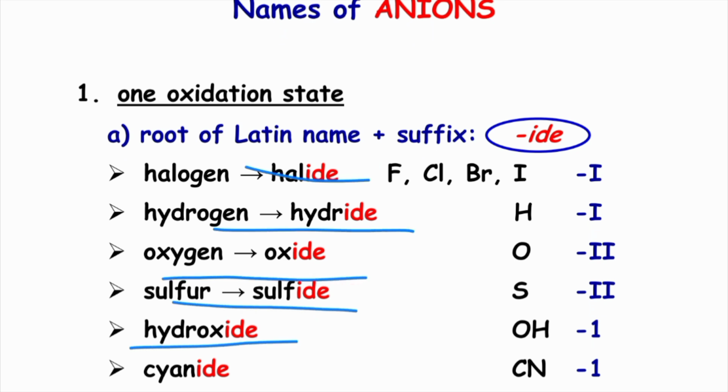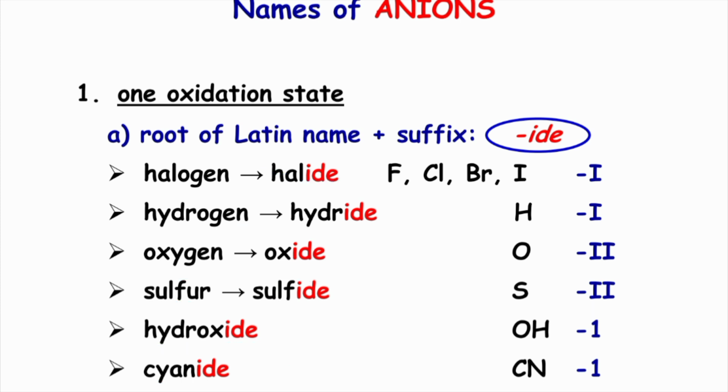Name of anion, one oxidation state: halogen is written as halide, hydrogen as hydride, oxygen as oxide, sulfur as sulfide, OH negative as hydroxide, and CN negative as cyanide. This is -1, this is -1, this is -2, this is -2, this is -1, and this is -1.